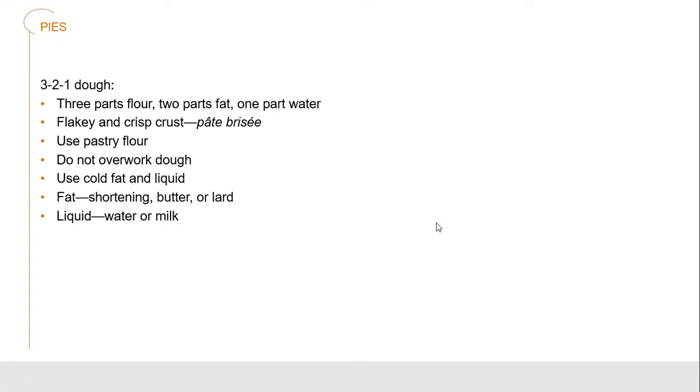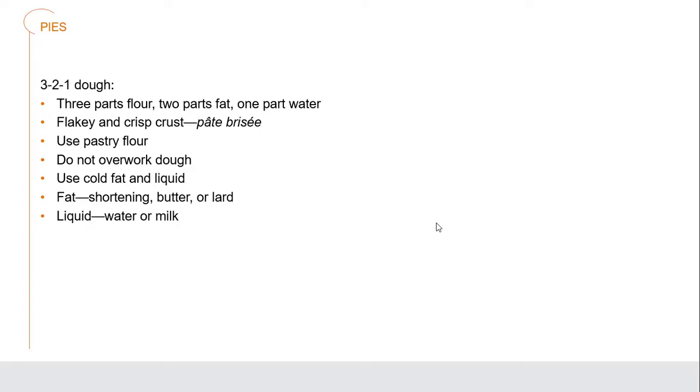So let's take a look at pies. We have lots of different types of pastries that we can use in pies, lots of different methods that we can use when we're making pies. So let's start off with one that's really simple. We've got the 3-2-1 dough. That means 3 parts flour, 2 parts fat, and that fat can be different types of shortening or it can be butter, and then 1 part water.